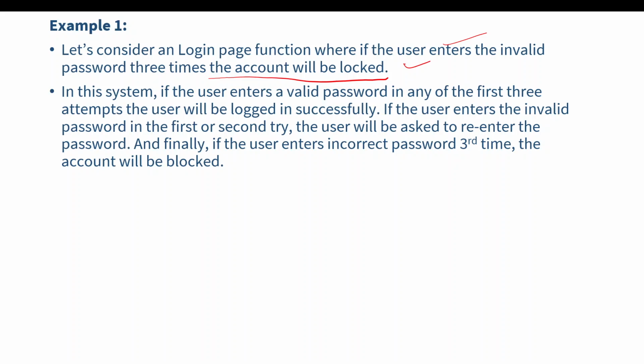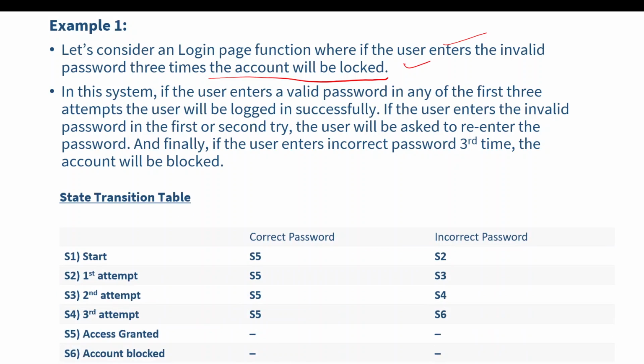If the user enters the invalid password the first or second try, the user will be asked to re-enter the password. And finally, if the user enters an incorrect password the 3rd time, the account will be blocked. So how do we derive this state transition table, guys? So we have different states over here. S1 start, S2 first attempt, S3 second attempt, S4 third attempt, like that. S5 access granted, and S6 account blocked.